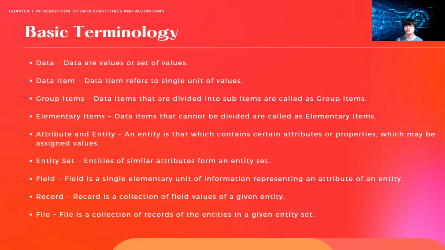Group items are data items that are divided into sub items, and those sub items are called group items. We also have elementary items. Elementary items are the data items that cannot be divided. Again, guys, we're going to understand this later on when we start creating our data structure. But for now, just familiarize yourself.